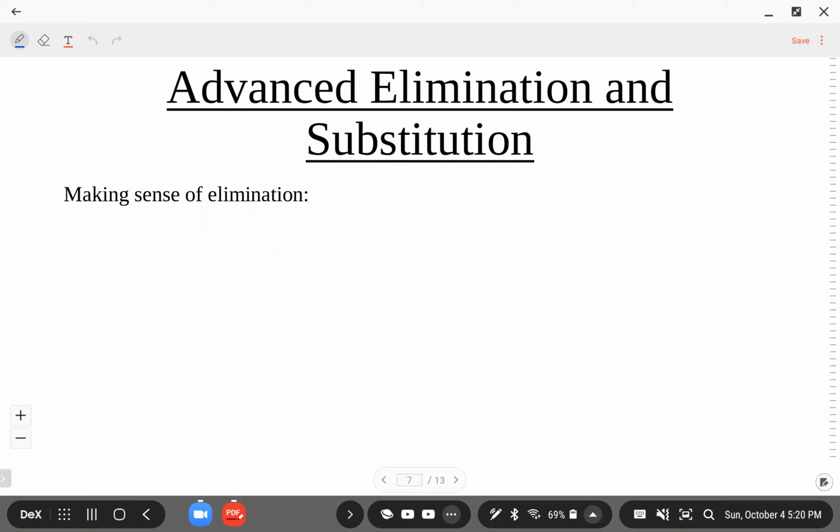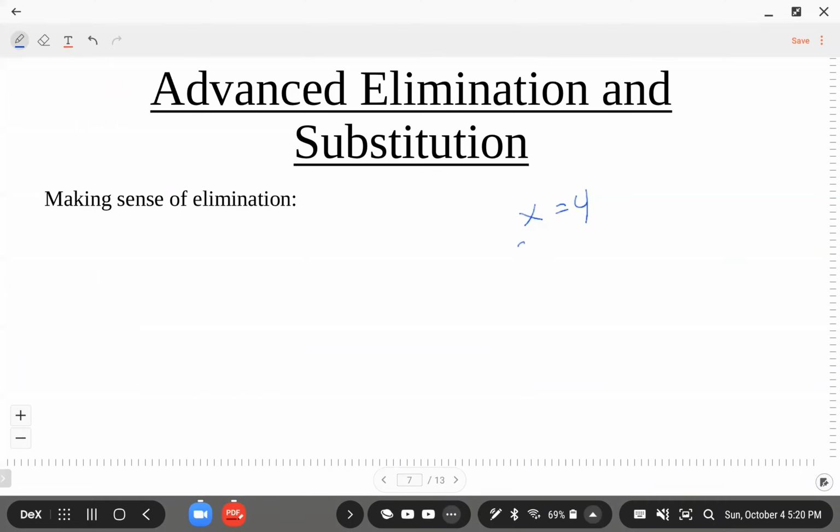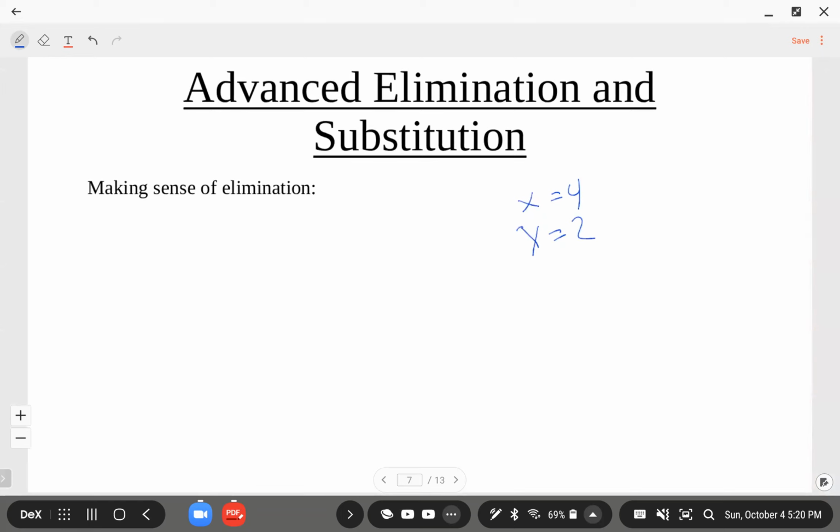So, let's say x equals 4 and y equals 2. Then does x plus y equal 6? That is true, right? If x equals 4 and y equals 2, then we can just plug in the numbers and we get 6. You can think of it like plugging in the numbers. We already know what x is, we already know what y is. We just plug in the numbers, and then we get 6.